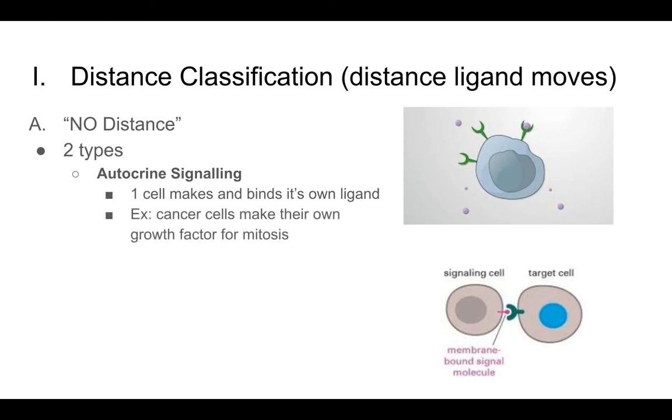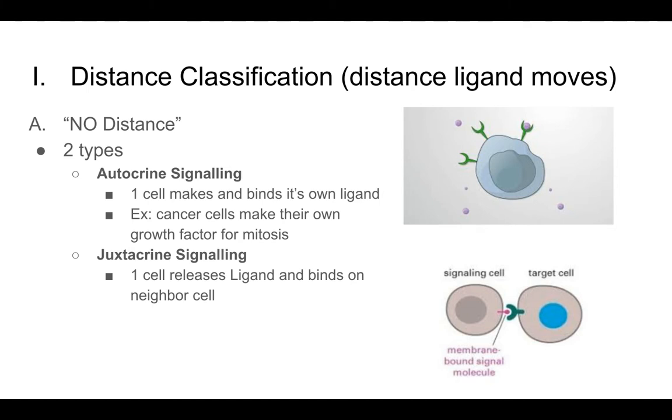The example from our POGIL, which is a great thing to remember: cancer cells actually make and release their own ligand, a growth factor, that triggers the process of mitosis, which is why cancer cells can sort of perpetuate their own cell division. The second type, which technically is classified as a no-distance communication, is our juxtacrine signaling.